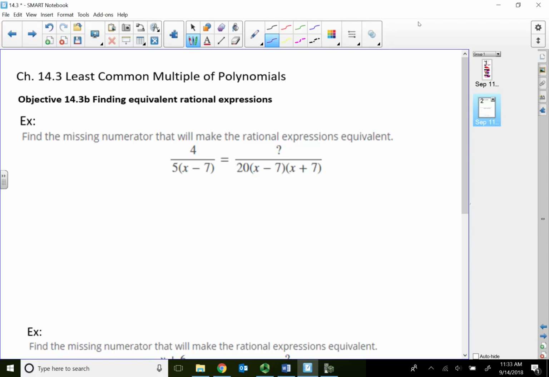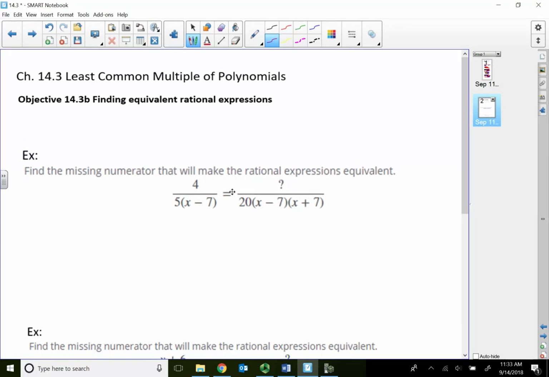Welcome to Module 14.3. In this lecture video, I'm going to show you how to find what we call the equivalent rational expression. This is something we did back in Module 2, right before we learned how to add and subtract fractions. It worked like this. Here I have 4 over 5, which is equal to, let's pretend the least common denominator is 35, a question mark over 35.